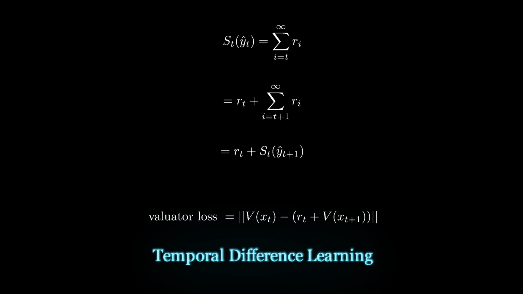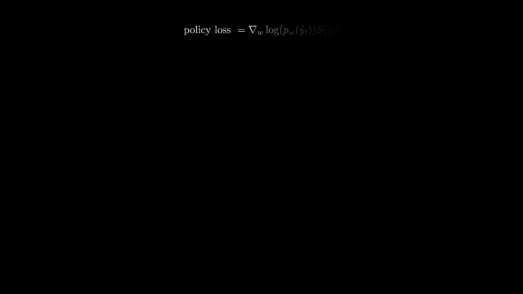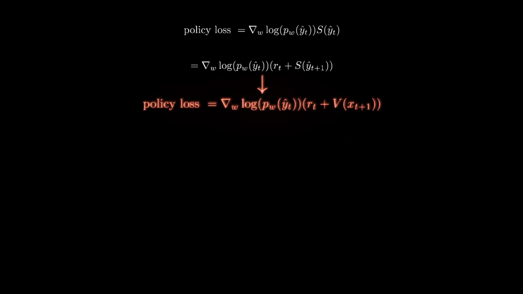And now that we have a valuator, we can use it to train the policy network too. The score that we want to use to train the policy is the sum of future rewards. This should be equal to the current reward plus the sum of future rewards, which is exactly what the valuator network is being trained to estimate. And now we can use this to train the policy network after every action as well.